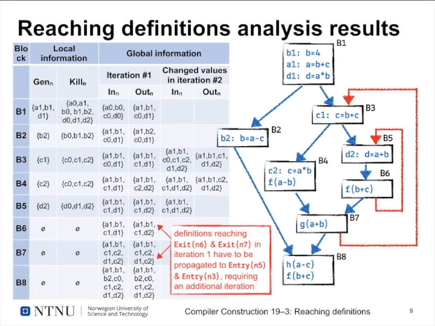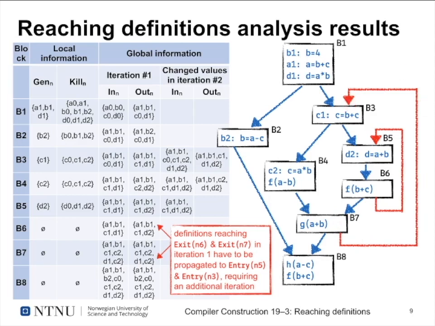So here we have to consider that definitions reaching the exit of N6, block 6, and the exit of block 7 in iteration 1 have to be propagated to the entry of block 6 and block 3 again, because we are running loops here. So essentially when we are in B6 here, which is N6 on the left hand side, we could actually run up here again using this arrow, this path in our control flow graph, or when we're at B7, we could run up here again to B3.